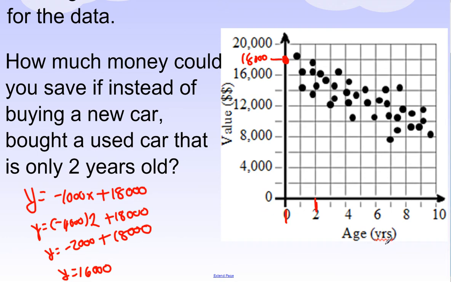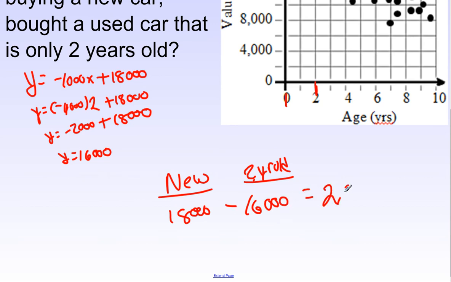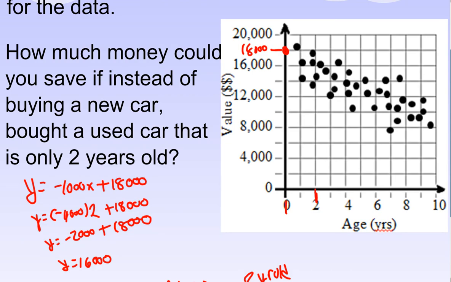So the difference, how much money could you save? A new car is $18,000. A 2-year-old car is $16,000. So you could save $2,000 by buying a slightly used or slightly older car versus buying a new car, according to the data we're given. All right.